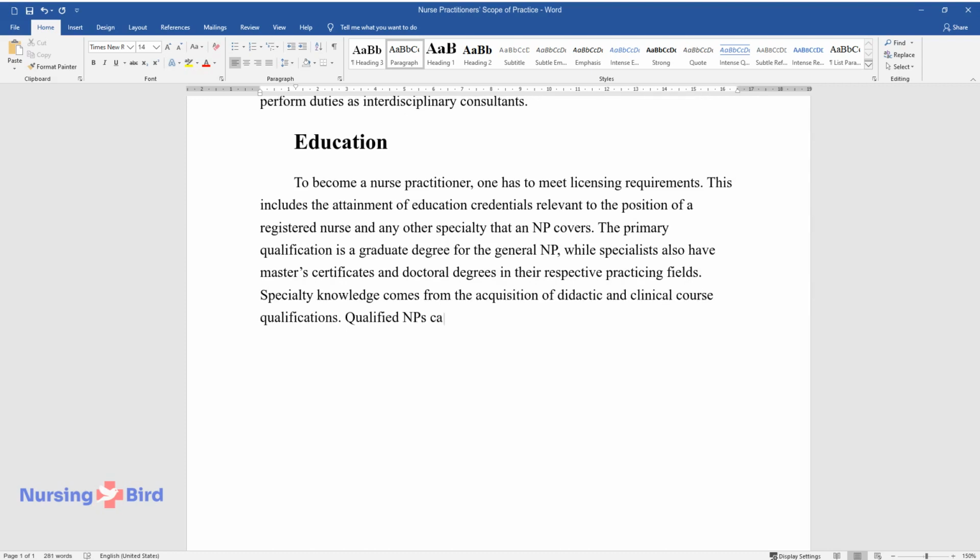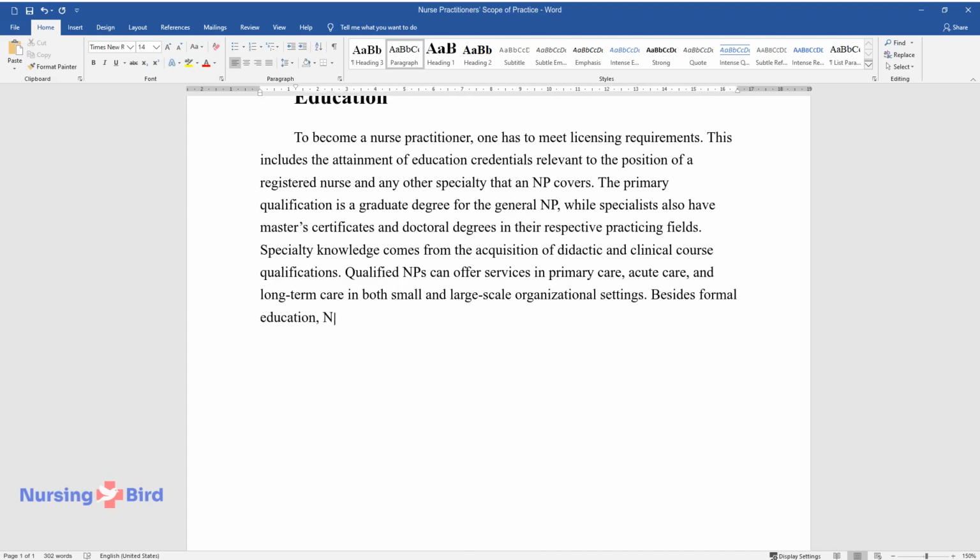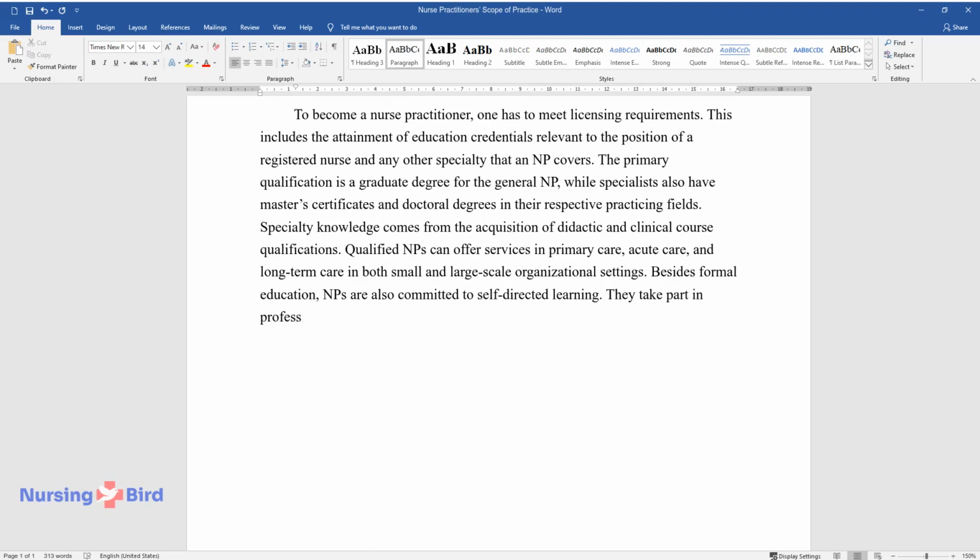Qualified NPs can offer services in primary care, acute care, and long-term care in both small and large-scale organizational settings. Besides formal education, NPs are also committed to self-directed learning. They take part in professional development initiatives offered by their institutions and nursing associations.